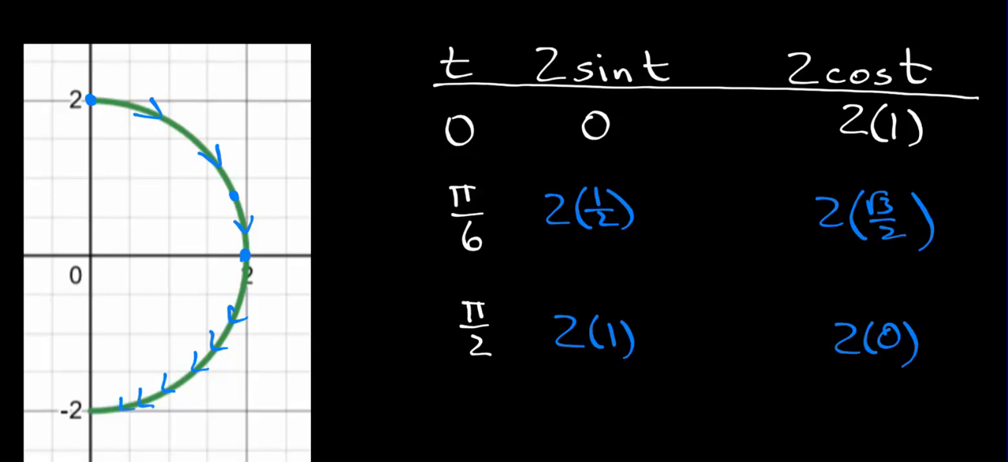So we've looked at 2 ways that we could describe this circle of radius 2 parametrically. One way gives us a counterclockwise rotation. That's the way we're used to looking at it from trig. And the other way gives us a clockwise rotation.